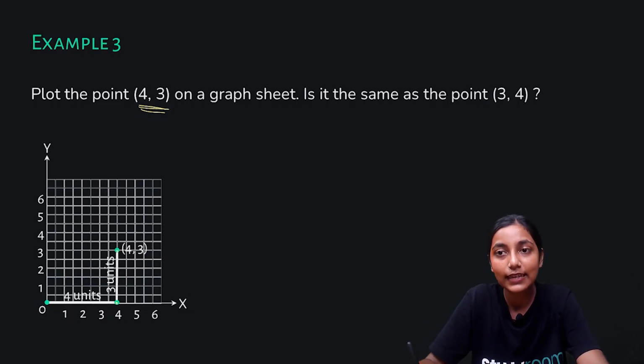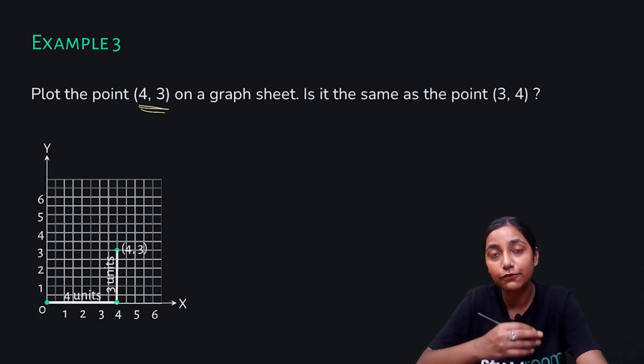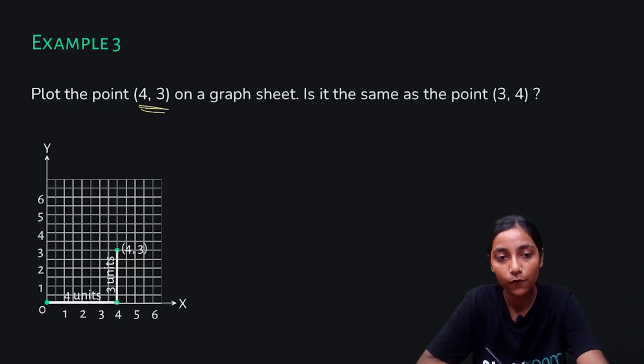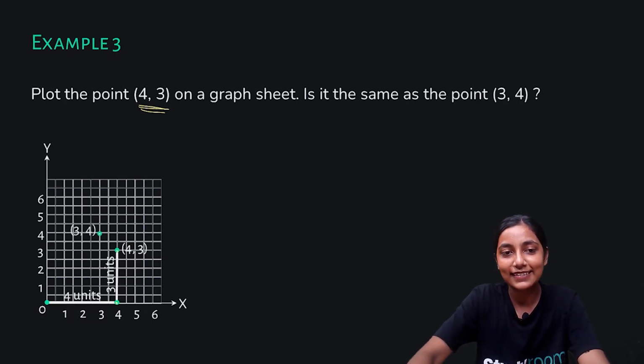This 3 is telling me to move 3 units to the right side of this origin O. If I move, I'll reach here. This is the 3 units. From 3, it says to further move 4 units to the upward side. So 3 and then 4, I'm going to reach somewhere here. Let's see. Yes, (3, 4) is this point.